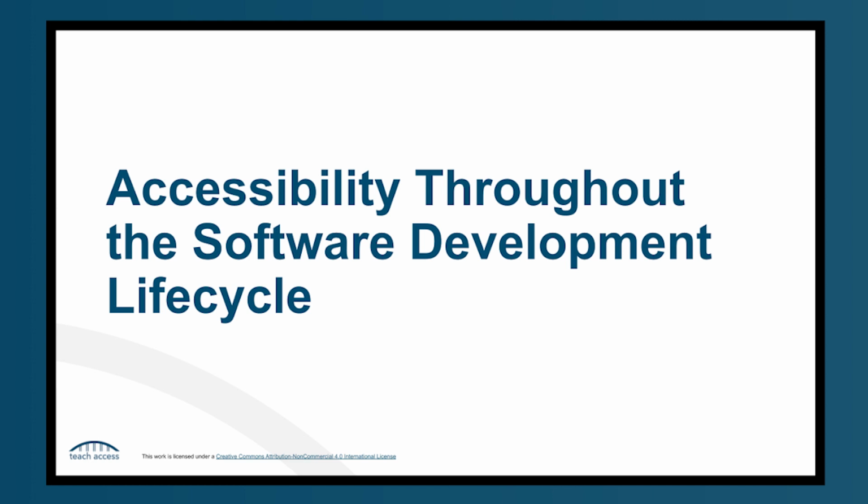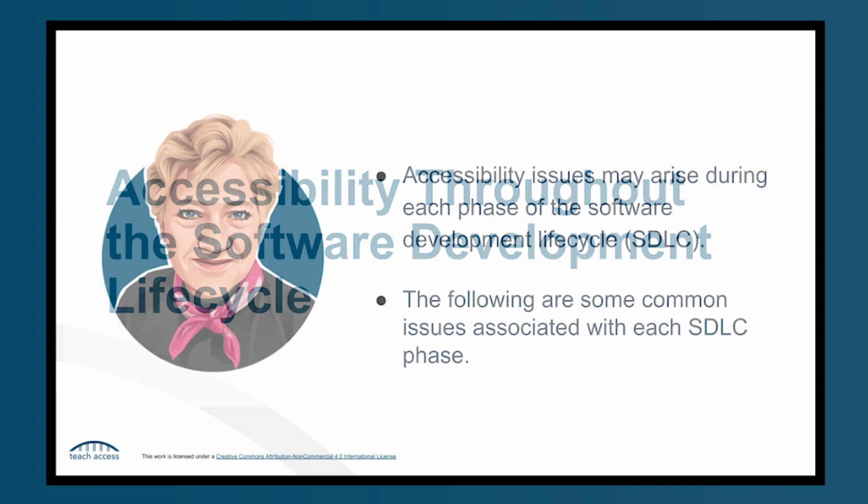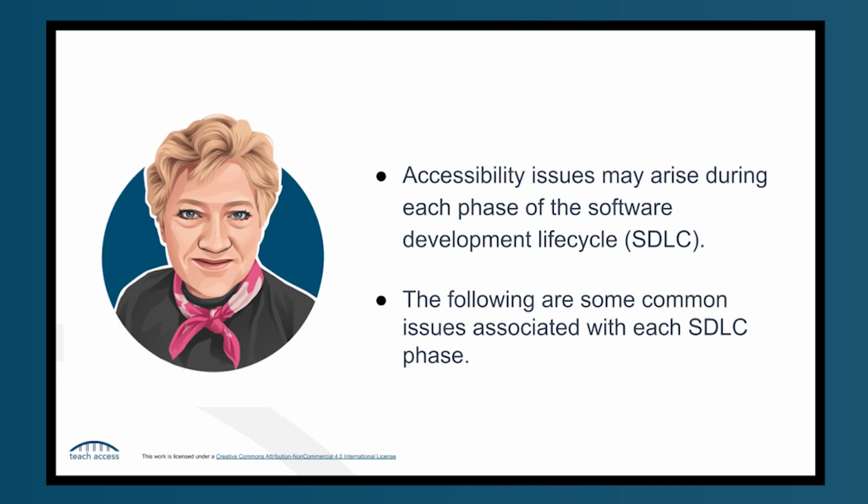Accessibility throughout the software development lifecycle. During every phase of the software development lifecycle, the SDLC, various accessibility issues will surely arise. Whether during requirements gathering, during design or development, or testing and deployment, accessibility issues should be mitigated and resolved with the same level of concern as any other software defect.